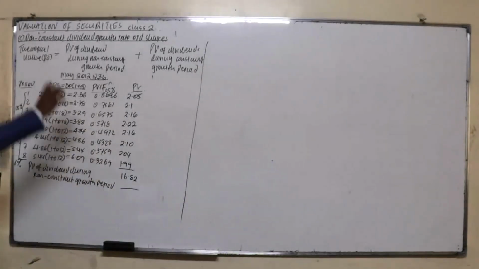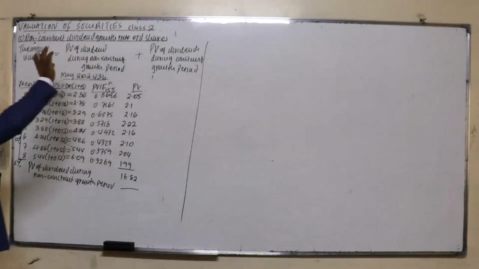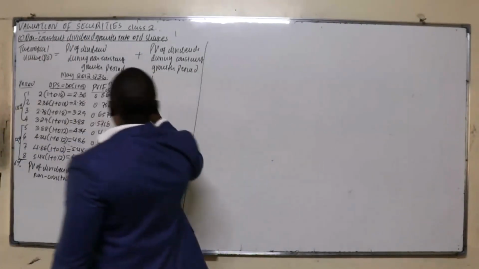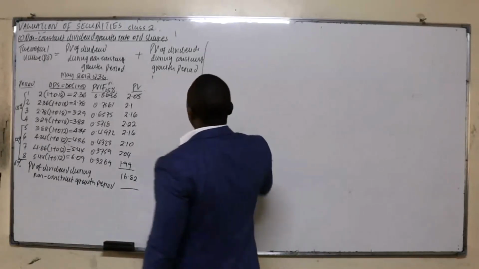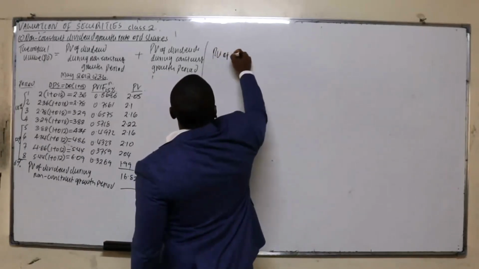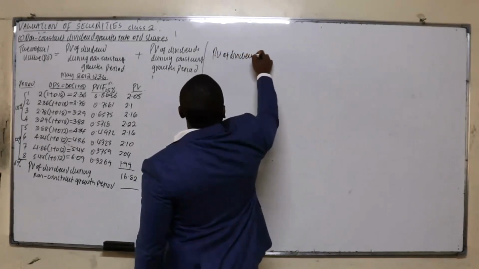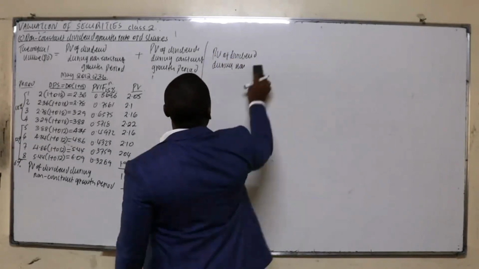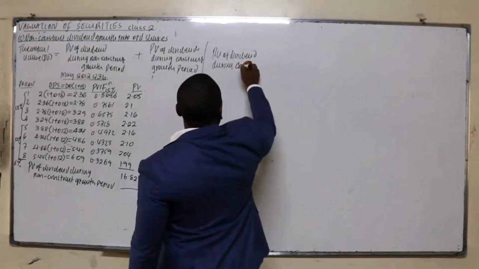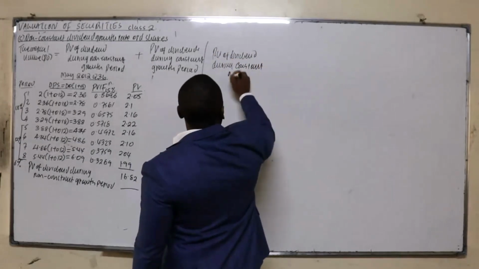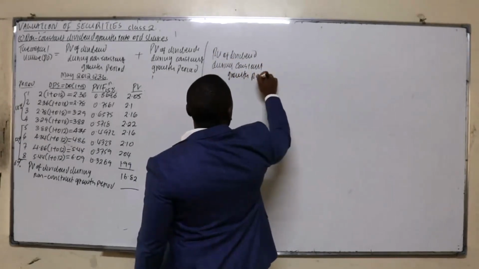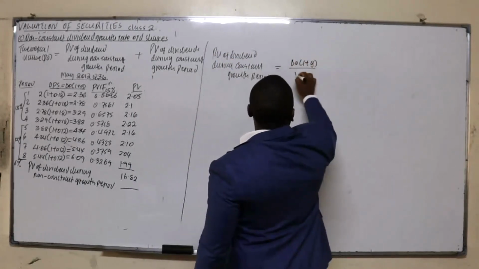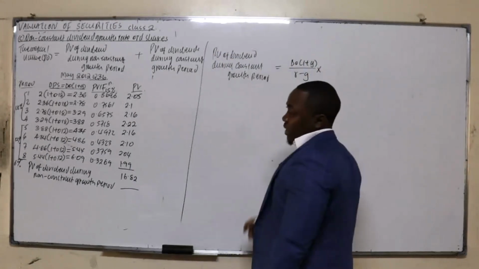So now, to get the intrinsic value, you take the present value of the dividend during the non-constant growth period, which is 16.82. Then you add the present value of the dividend during the constant growth period. And how do you get the present value of the dividend during the constant growth period? In this case, you take D0 times 1 plus g over r minus g, so that you get the intrinsic value.